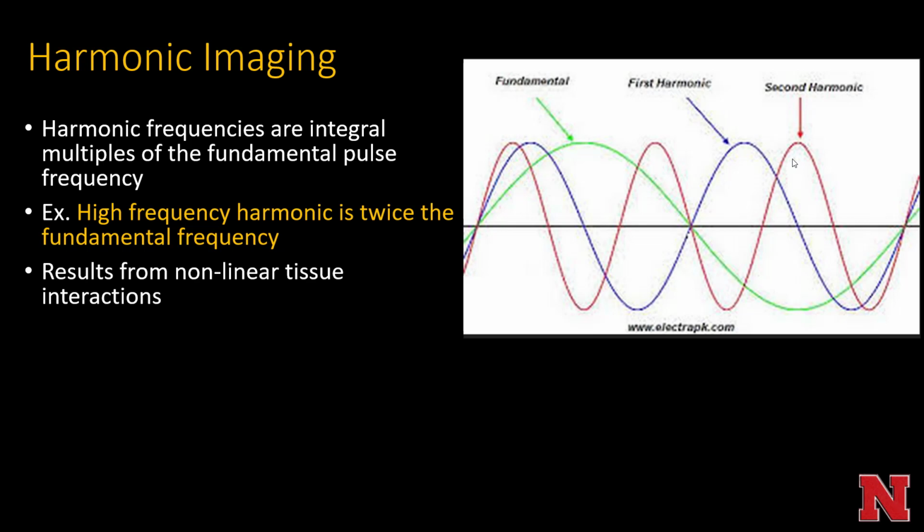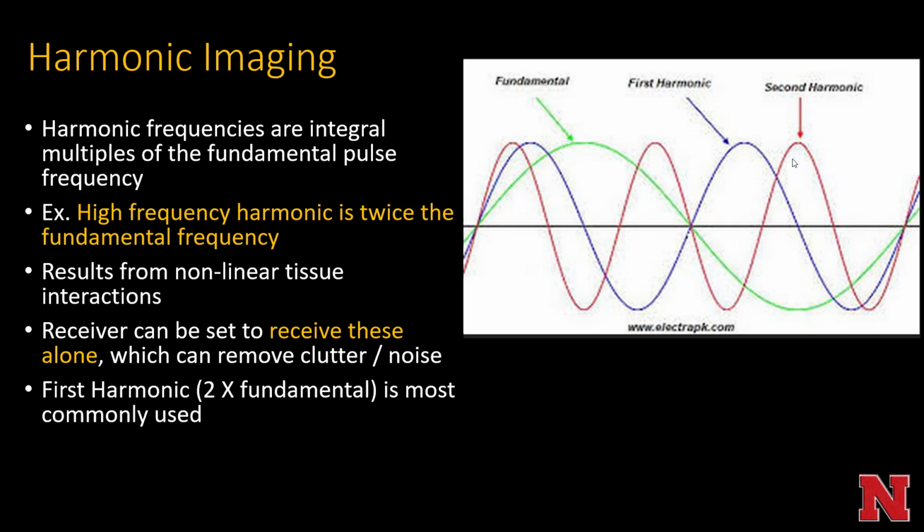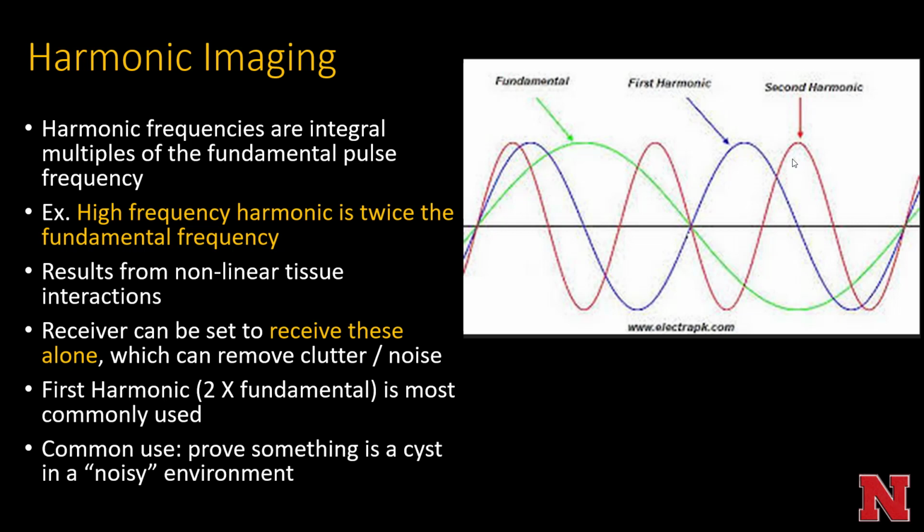These harmonic waves result from nonlinear tissue interactions, and you can set your receiver to specifically hone in on these harmonic waves alone. It can remove clutter, it can remove noise. For example, the most commonly used harmonic is the first one, which is 2 times the fundamental frequency, and we can specifically put on harmonic imaging to eliminate clutter and noise and get a better image.